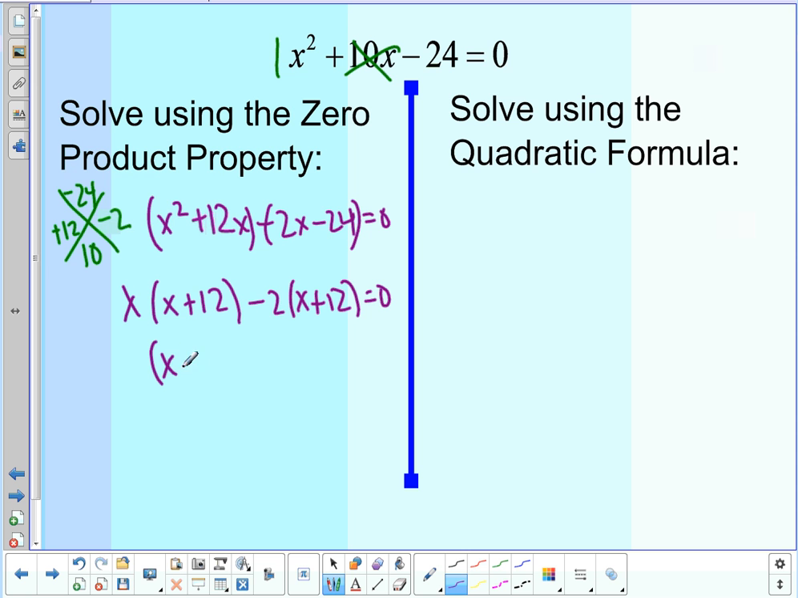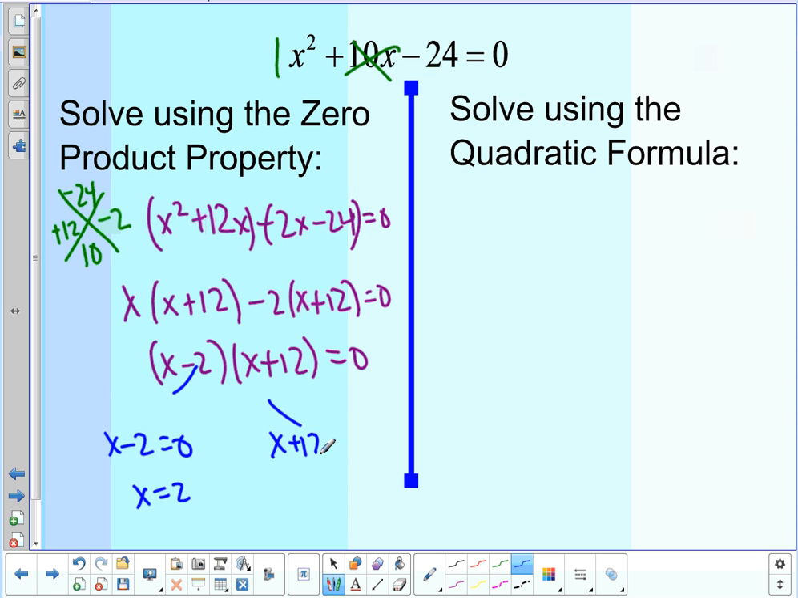So now I've got x minus 2, x plus 12, all equaling 0. And then I split them and solve. So x minus 2 equals 0. That's x equals 2, and I add 2 to both sides. Over here, x plus 12 equals 0. That's x equals negative 12. So two solutions, negative 12 and positive 2.